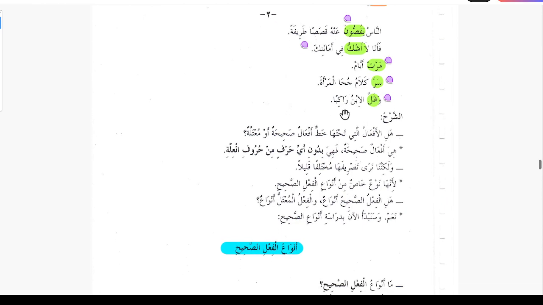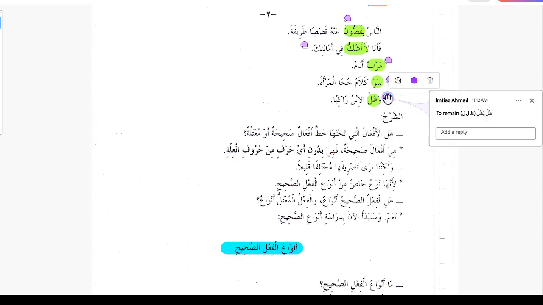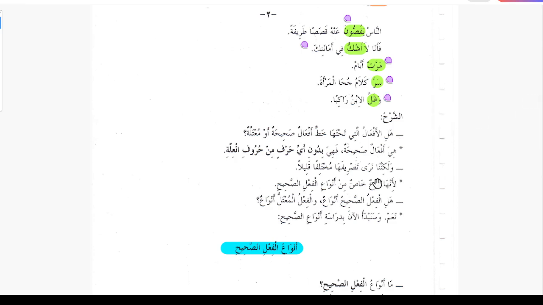Zallal ibnu rakiban, the son kept on riding. He kept on riding. So zalla yazullu, this is the verb, and the second and third root letter is Lam. So it is the one root letter which is doubling. Now here is the explanation.